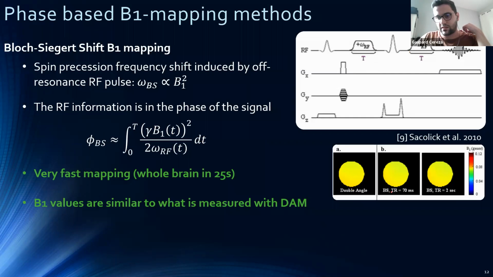So we can see also that the Bloch-Siegert method won't be dependent on the TR because we approximately have the same values with a TR of 70 milliseconds and a TR of 2 seconds. So that's a really interesting method.